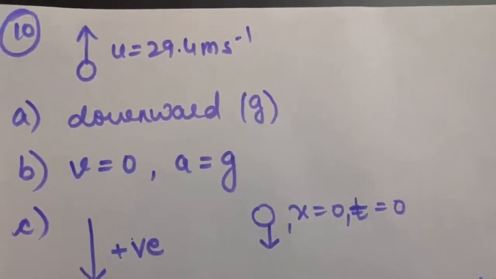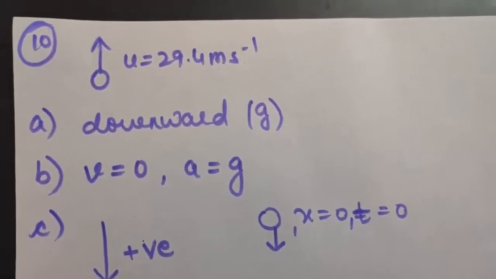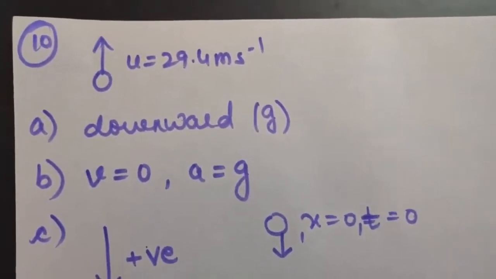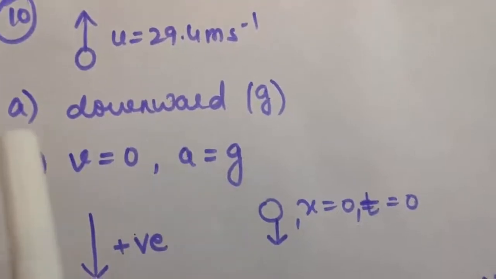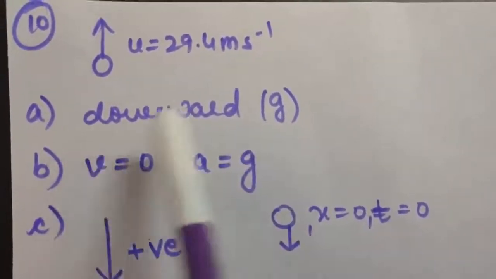All of you know when a ball is thrown up, acceleration due to gravity acts on it, and acceleration due to gravity is always towards earth, that is downward. So in this also the answer will be downward because acceleration due to gravity is always in downward direction.